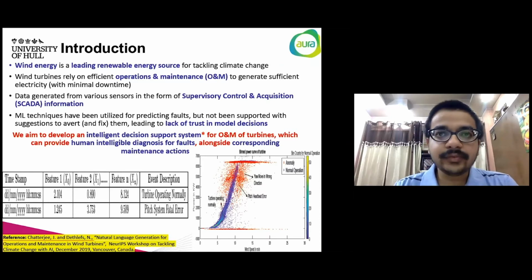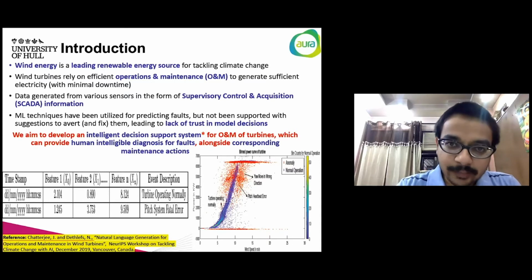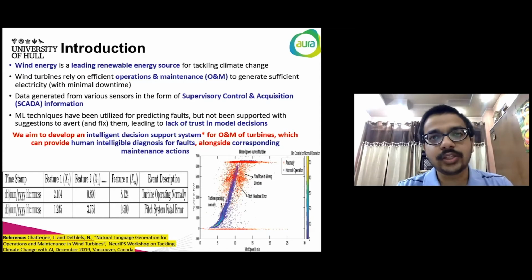But the problem with the present approach in research regarding predicting faults in wind turbines is that although we are able to predict faults, we are not able to generate transparent and interpretable decisions regarding how the engineers and technicians can avert and prevent these faults. So that's the key thing I'm looking at in my research.